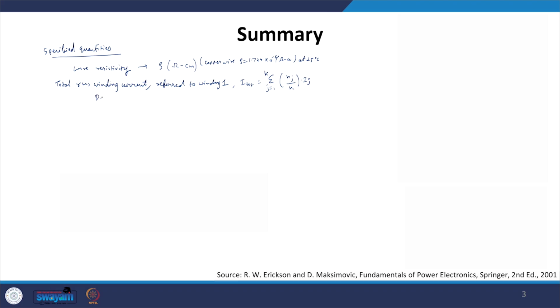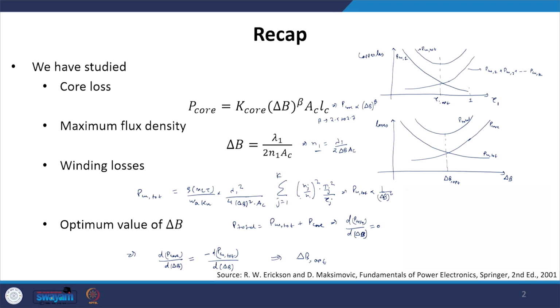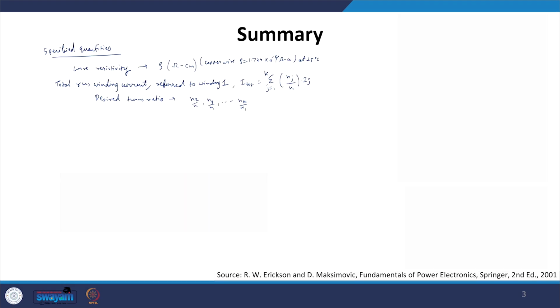After that you can define the desired turns ratio. This desired turns ratio you can obtain depending upon the circuit operation and the nominal input and output voltages, and you can define it to be N2 by N1, N3 by N1 and so on, up to Nk by N1. This particular value is obtained using the operation of the circuit and knowing the specification input and output voltages. This is the turns ratio which we will use in this term to obtain the total copper losses.